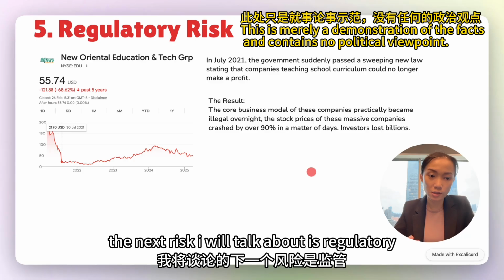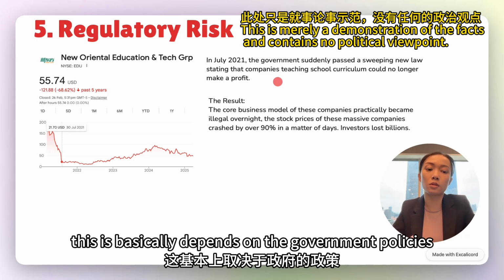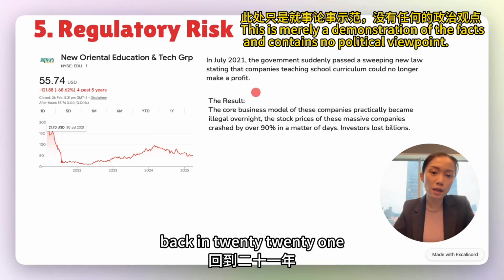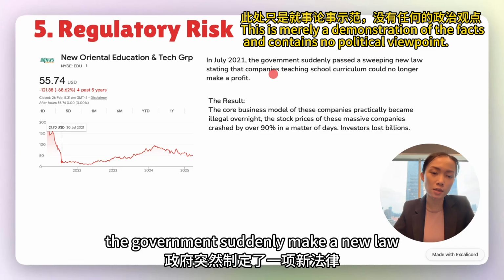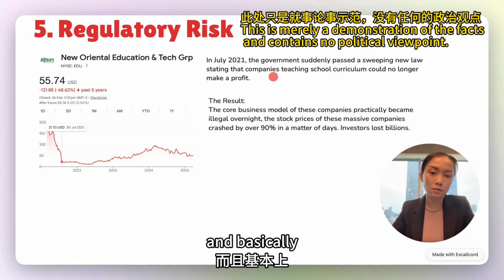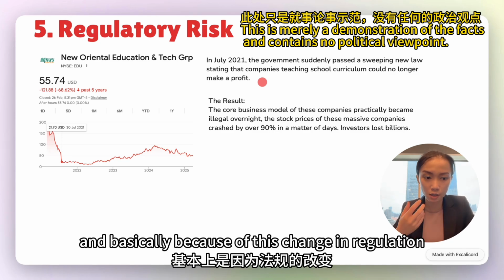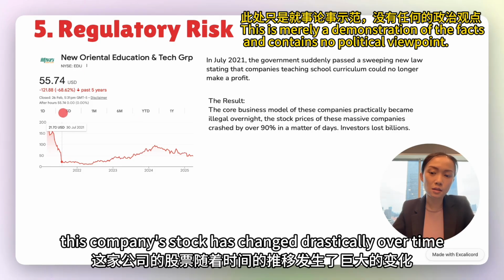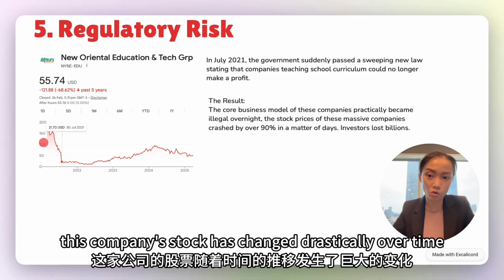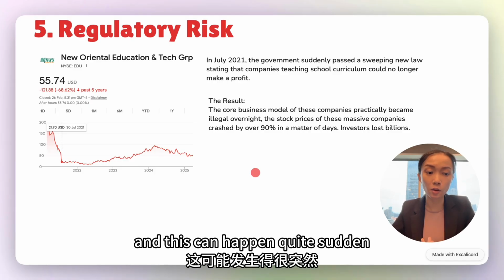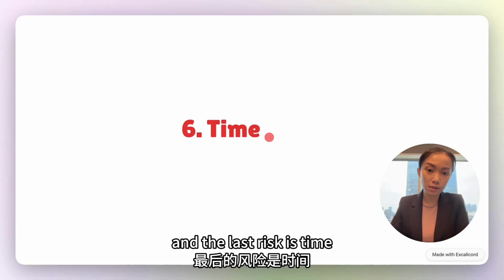Now, the next risk I will talk about is regulatory. This basically depends on government policy. The most famous case is this. Back in 2021, the government suddenly made a new law against private tutoring schools, and because of this change in regulation, this company's stock dropped drastically, and this can happen quite suddenly.